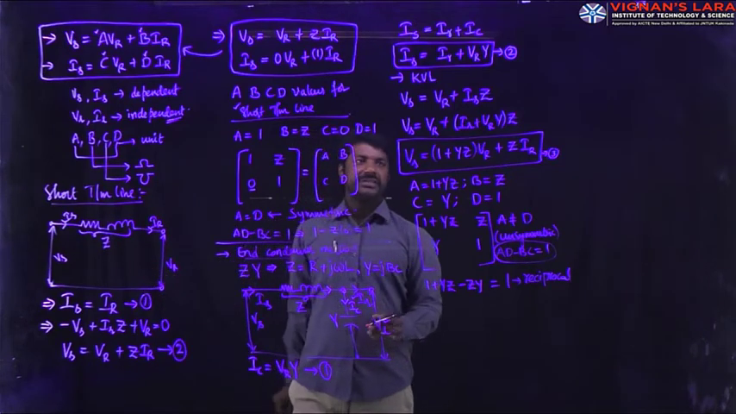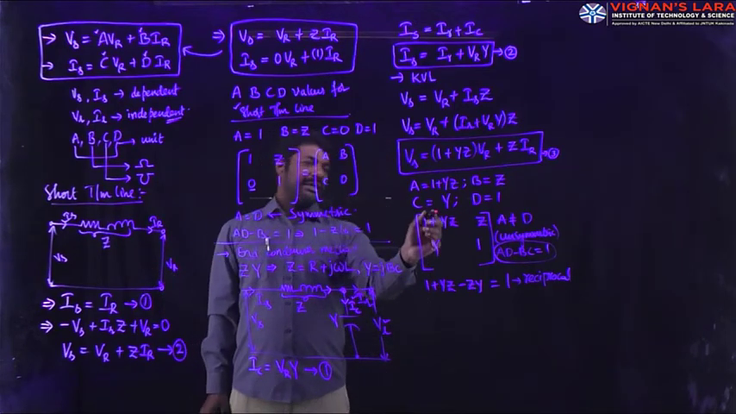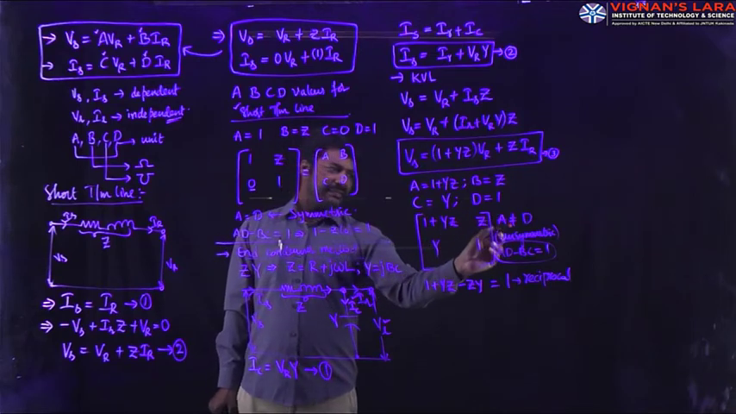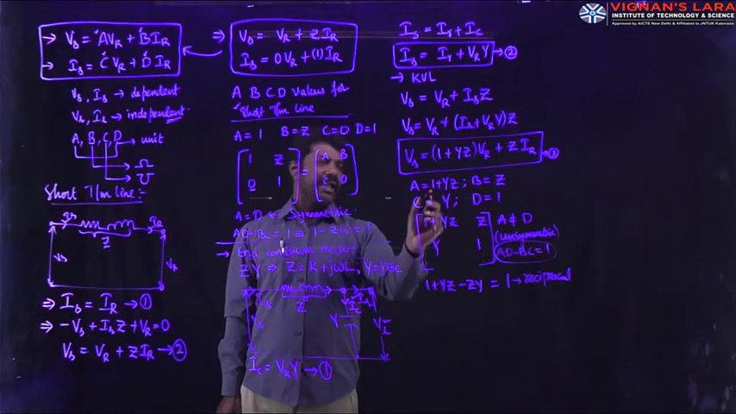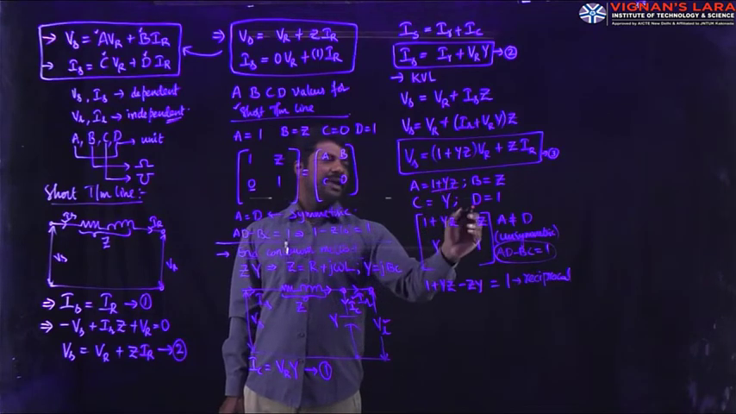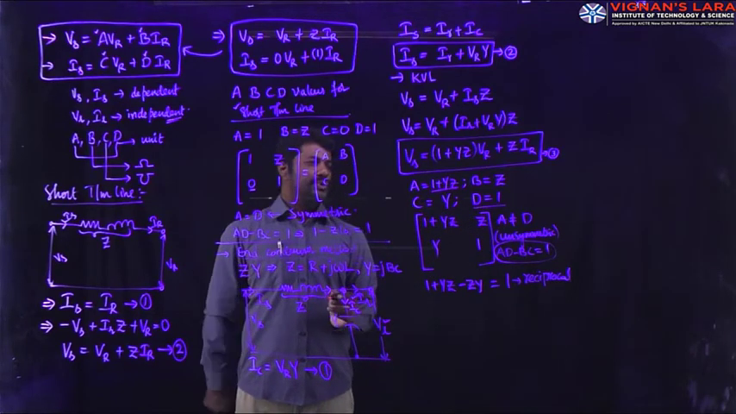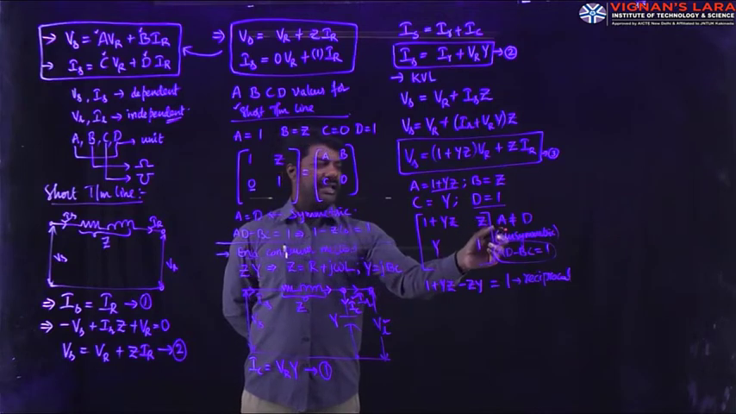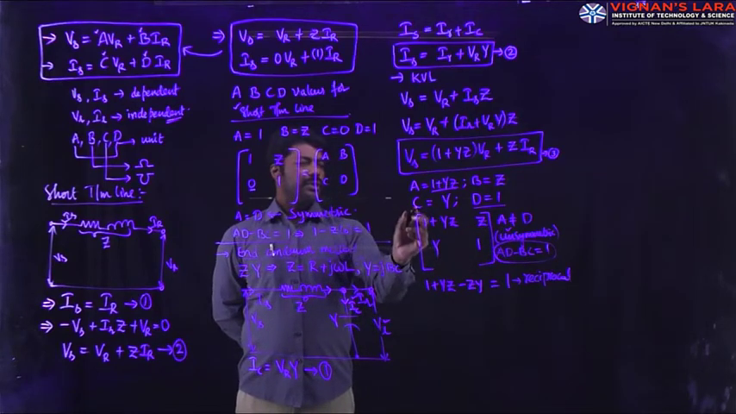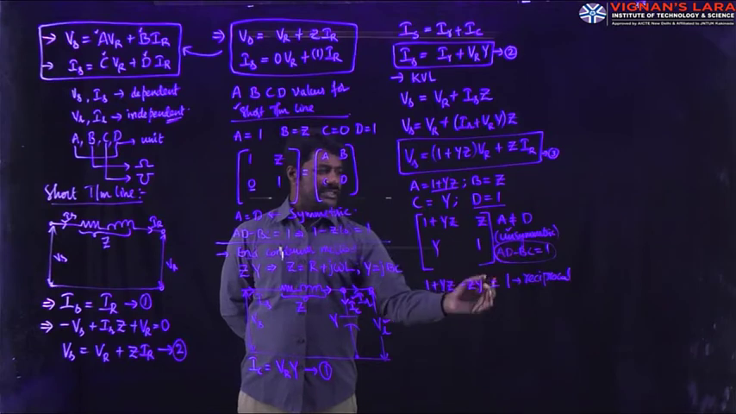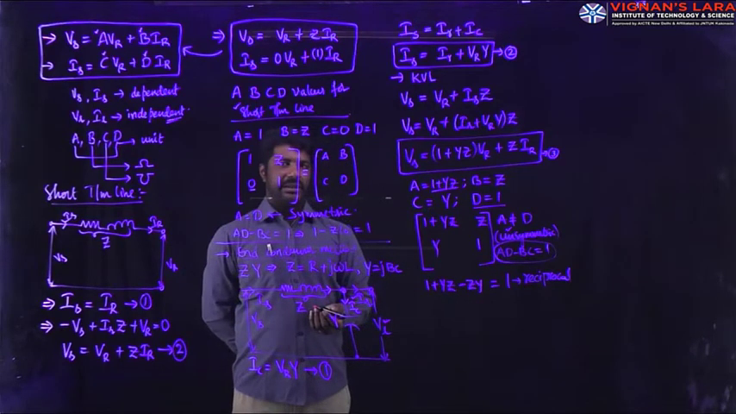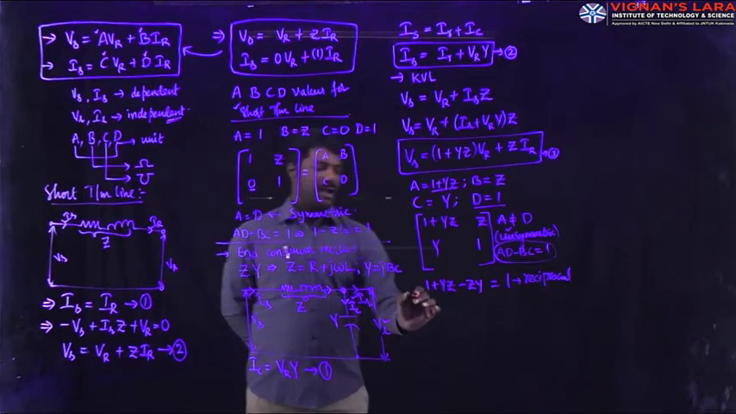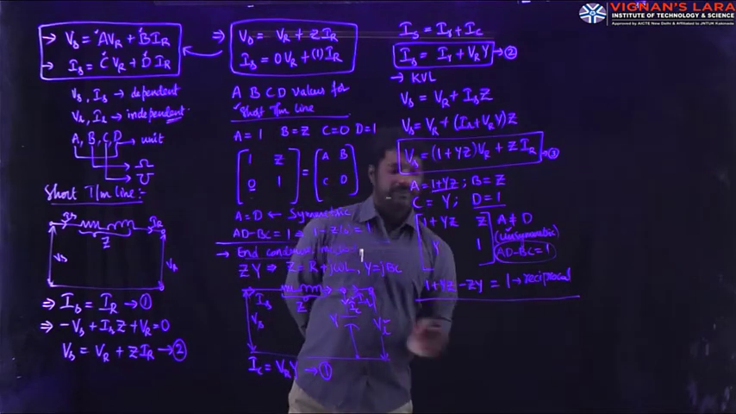Whereas coming to the end condenser method, the conclusions are: it is an unsymmetrical network since A is not equal to D. The A value is 1 plus YZ, whereas the D value is equal to 1. Since those two are not equal, it is unsymmetric. Coming to AD minus BC, since its value is equal to 1, we can say that it is reciprocal.